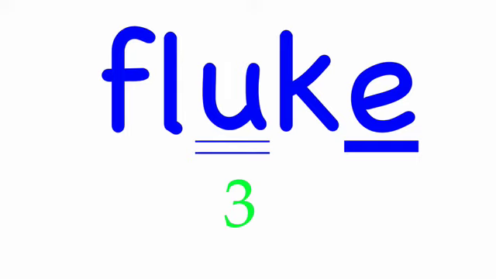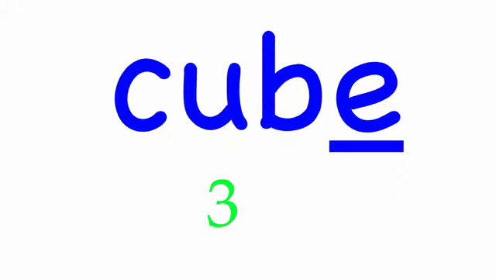Row 10. Cube. Cube. I smashed a cube on the floor. Cube. 4 sounds. K. U, which is 2 sounds. B. Cube. Nuke. Nuke. I put the food in the microwave to nuke it, which is an informal way of saying to cook it.